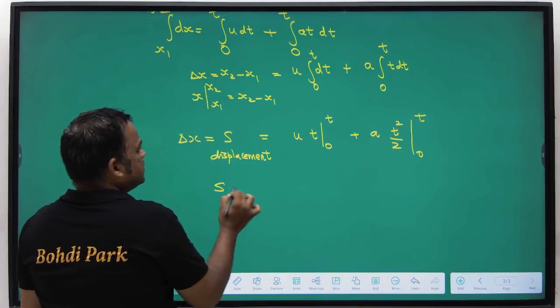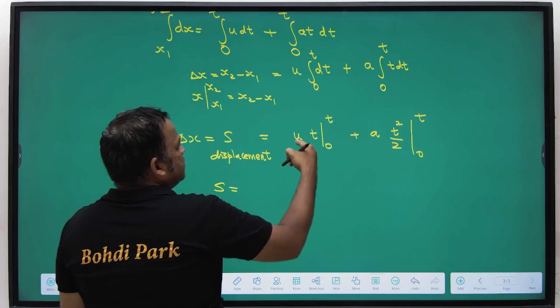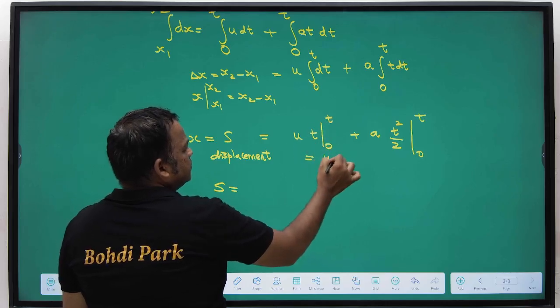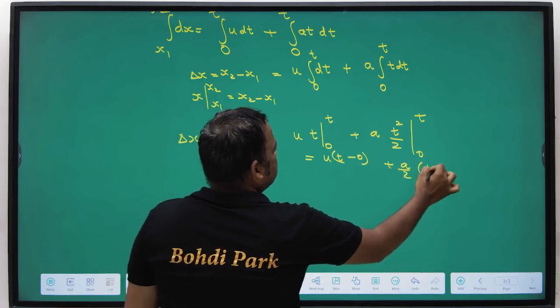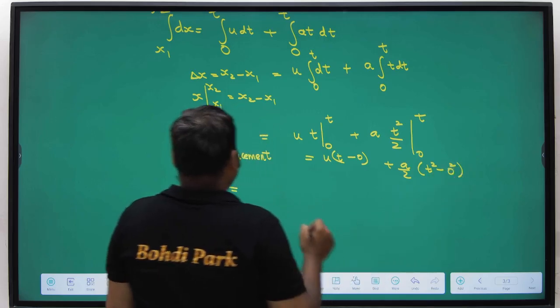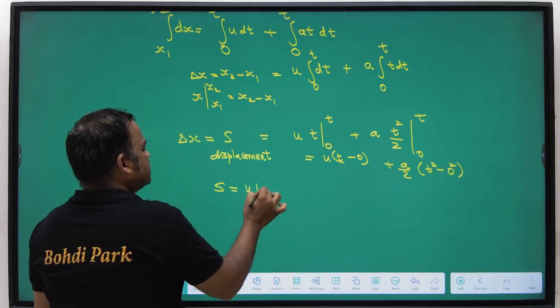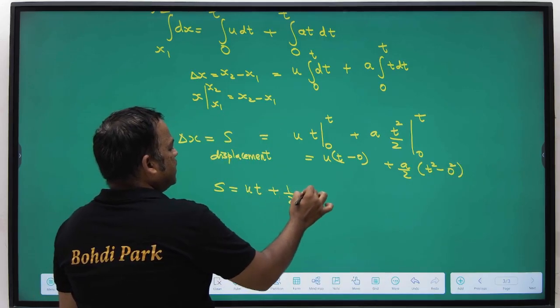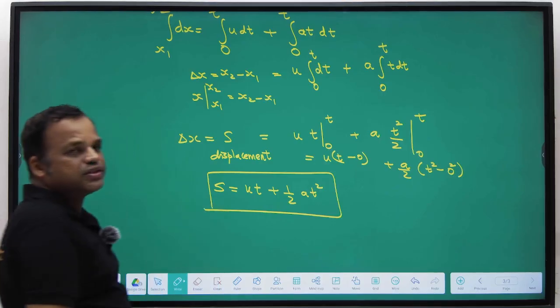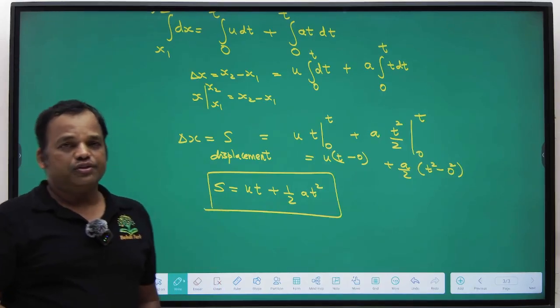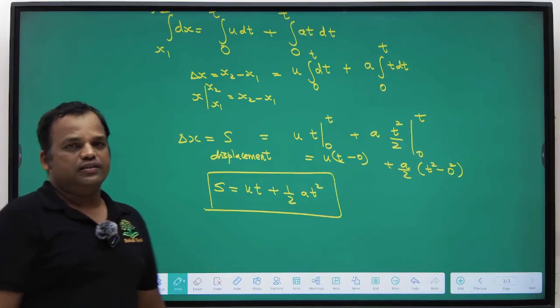So we have s is equal to, now this will be u into t minus 0, plus a by 2 into t square minus 0 square. So this will become s is equal to ut plus half at square. So this is the derivation of the second equation of motion using integration.